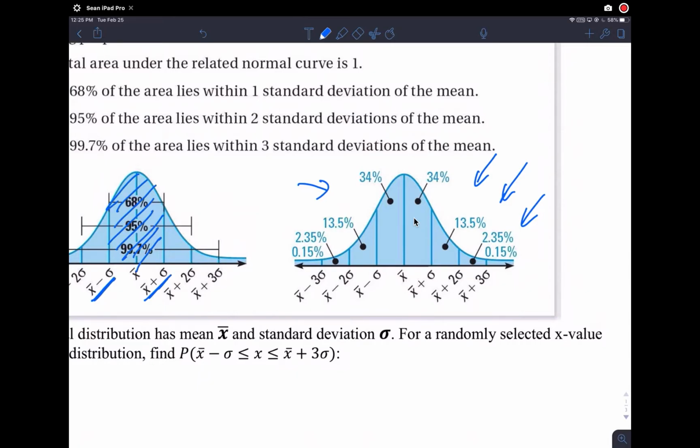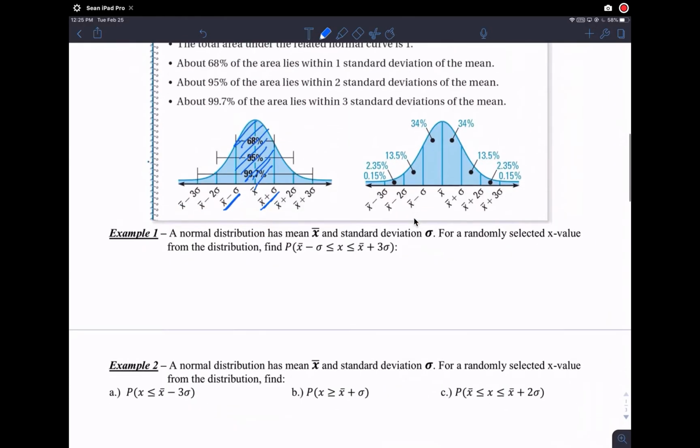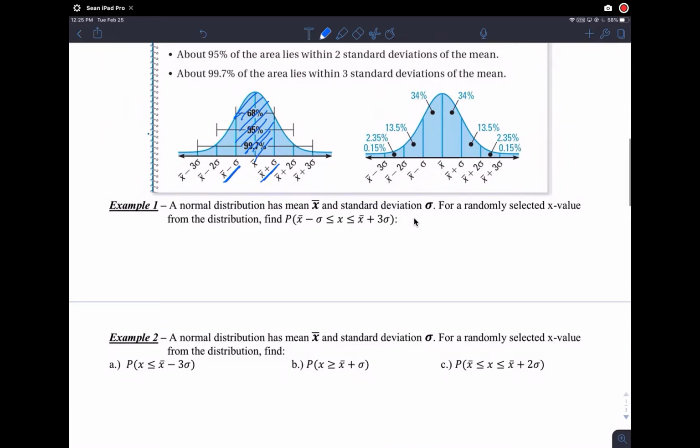And then I'll show you how to use it. Okay, so here's a question. A normal distribution has mean x bar and standard deviation sigma for a randomly selected value.